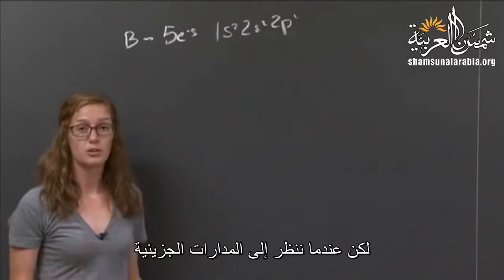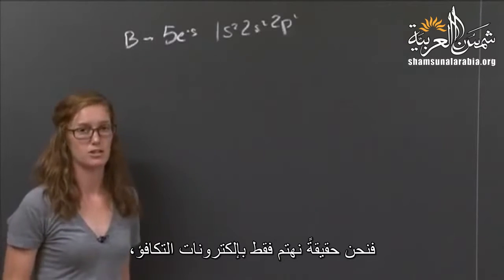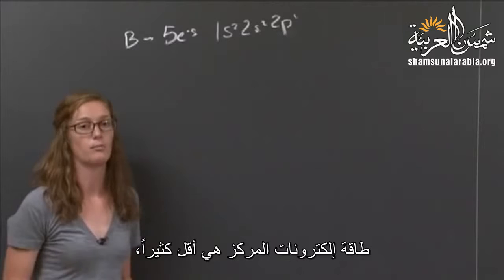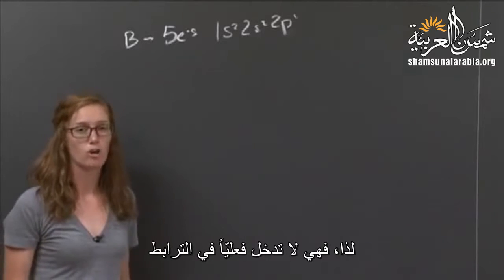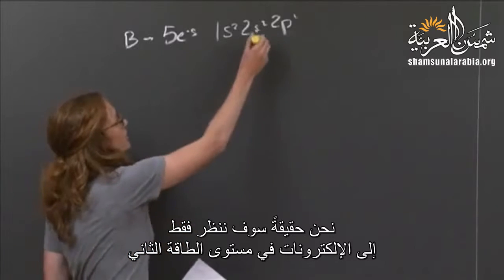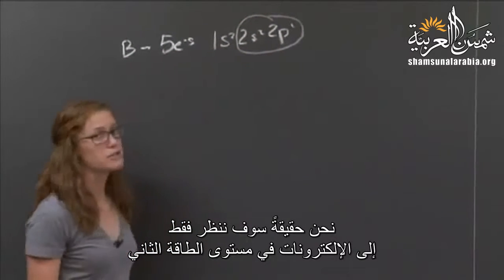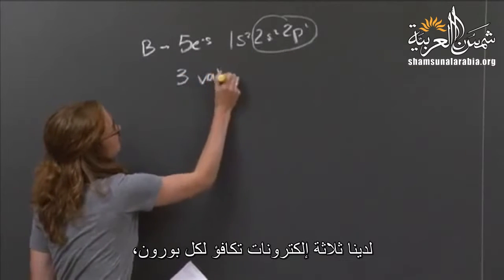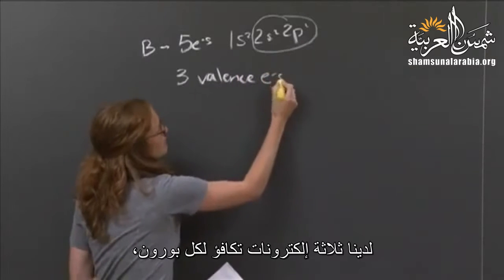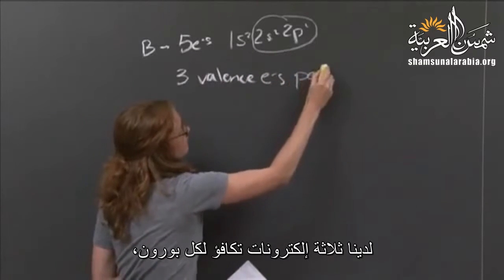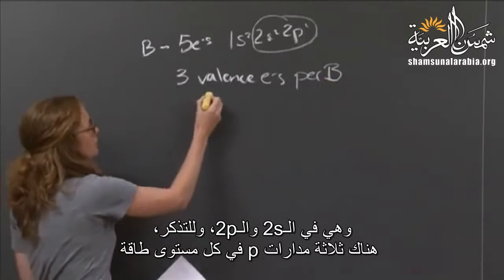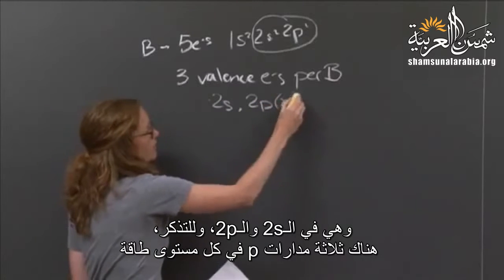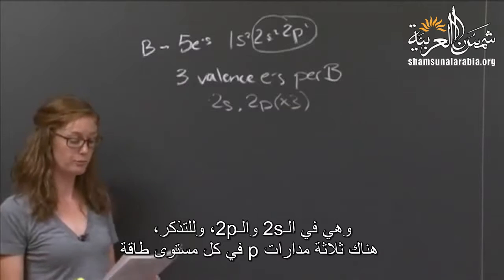However, when we're looking at molecular orbitals, we actually only care about the valence electrons because those are what are involved in bonding. The core electrons are much, much lower in energy, so they aren't really involved in the bonding. So we're actually only going to look at the electrons in the second energy level. So we have 3 valence electrons per boron. And they are in the 2s and 2p, which we remember there are 3 p orbitals in each energy level.